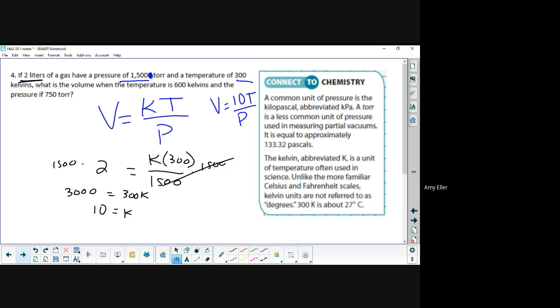There are no conversions. You don't have to, as long as they stay the same. So this is in torr and this is still in torr, which they will be. I don't know if in science they give you other ones, but if the volume is always the same and the pressure always stays the same, you're good. So what is the volume then when the temperature is 600 and the pressure is 750 torr?